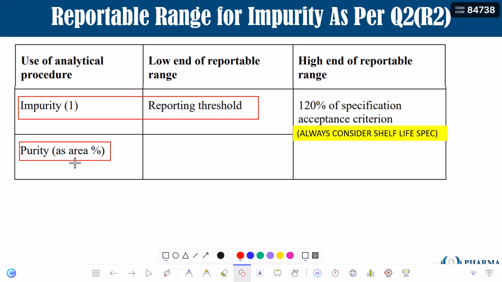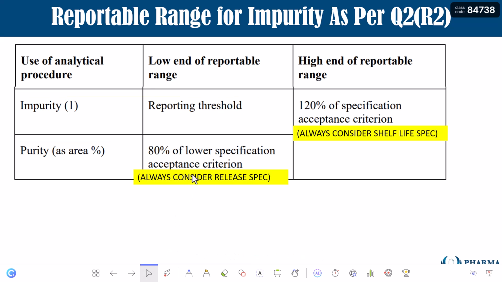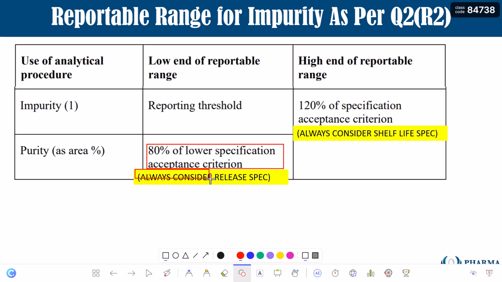and when you can use the percent area basis or the area normalization calculation for impurities. So in case you are using the area normalization or percent area calculation, your low end is going to be 80% of your lower specification acceptance criteria. So we talked about shelf life and the release specification. And most of the time our release specification can be a little stringent, a little lower. If you remember, we talked about 0.5% as a release spec and 1% as a shelf life spec for impurity A. So always take 80% of the release specification.